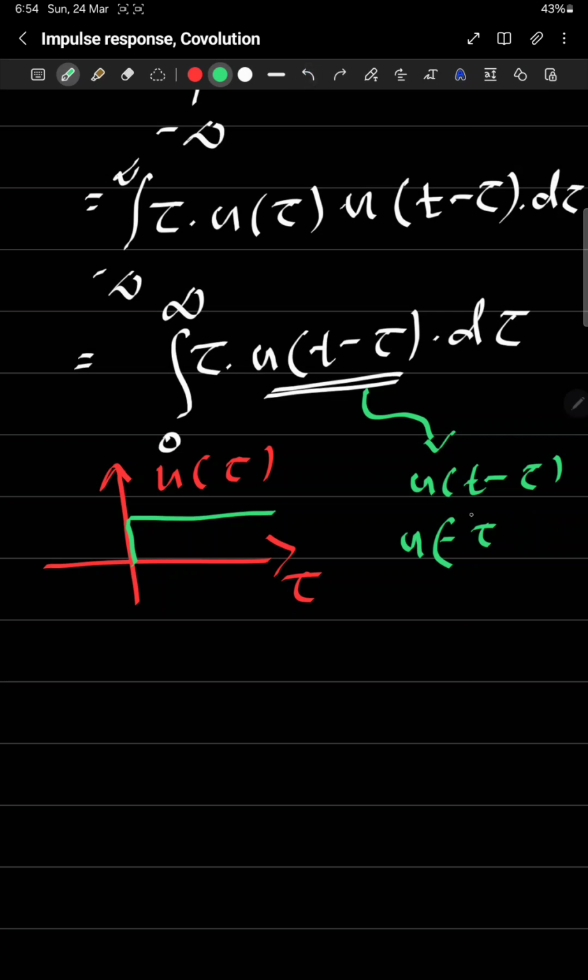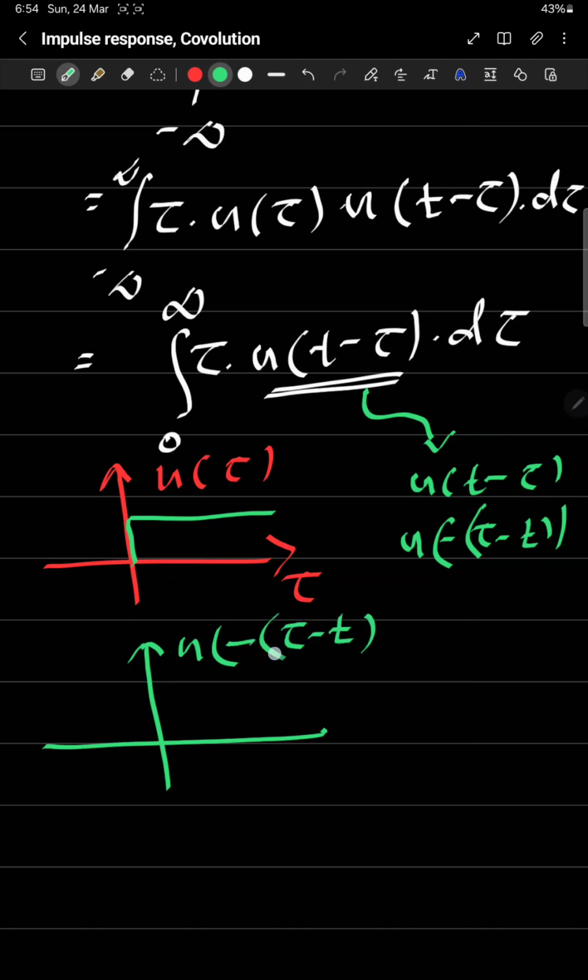Sorry, u of minus of tau minus t. So you have to perform reversal first. When u of tau is reversed, you will get u of minus tau, right? I am trying to plot the signal u of minus of tau minus t, so you have to perform reversal first. When you perform reversal, it will be like this, right?